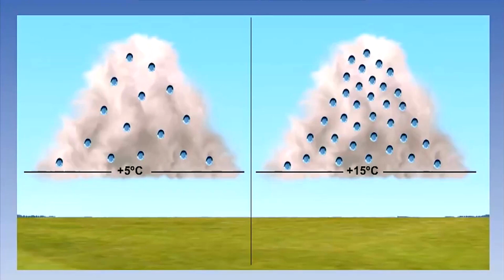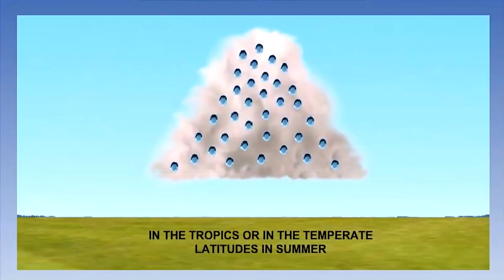Updrafts distribute these droplets evenly throughout the cloud. It is now plain to see that the cloud on the right has a greater proportion of supercooled water droplets than the cloud on the left. In the tropics, we tend to find greater icing risks in convective cloud because of this phenomenon. This effect can be seen in the summer months in temperate latitudes as the convective cloud bases tend to be warmer than in winter.